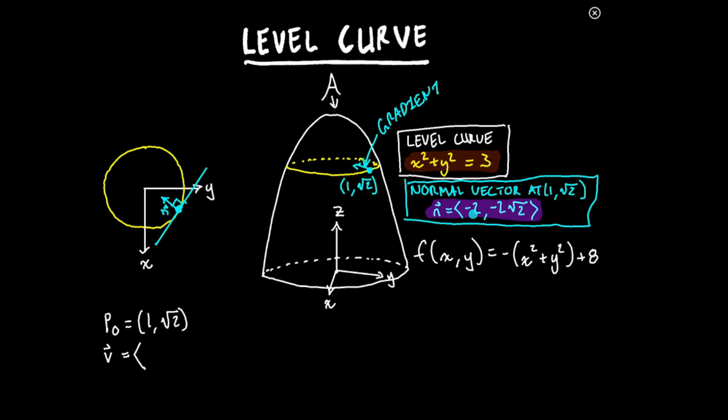And our normal vector here, so basically all that we're doing is we're swapping each of these, and then we're negating one of them. So we get 2 root 2, and then negative 2. That would work just fine. You could also do negative 2 root 2, and positive 2. This would also work just fine.